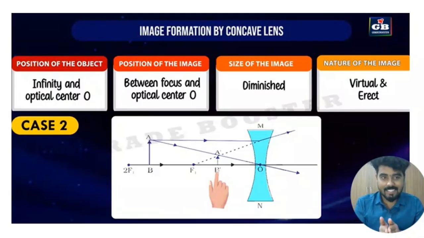It directly passes through the lens. Okay. So, I'm going to keep the object. The position of the object will be infinity on the optic center. So, we can directly say that the position of the image will be between focus and optic center. If I keep it somewhere else, again the image will be formed there itself.